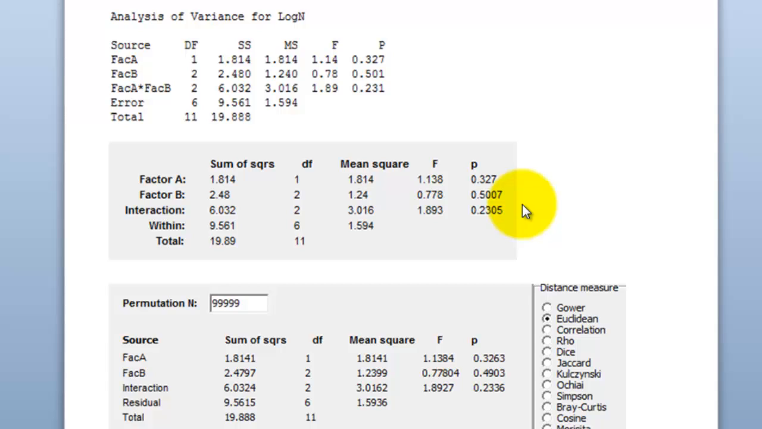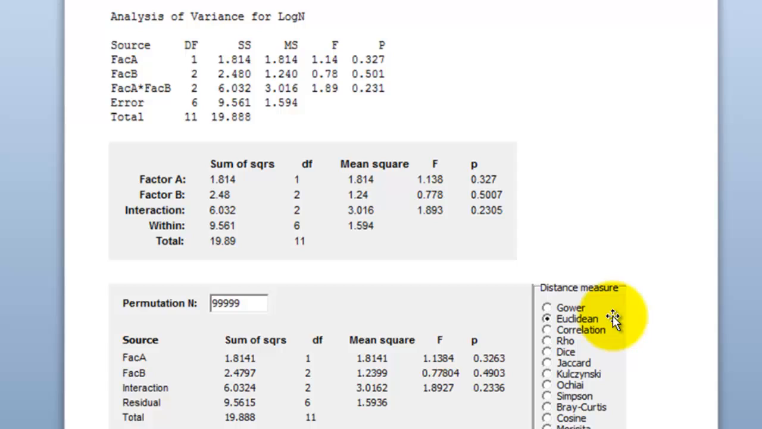That should be the case, because both Minitab and PAST for their ANOVA routines are getting the p-values from the F distribution. But down here, for the non-parametric ANOVA, the p-values are being generated by permutation. And you will note that they are virtually identical. There's really no substantial difference between 0.327 and 0.326, and 0.50, 0.49, and 0.23 and 0.23. Now, it's important to note that if you're using this option, you do need to select Euclidean distance as the distance measure, because that guarantees that you'll get the same results as you would get doing the ANOVA using a standard package.